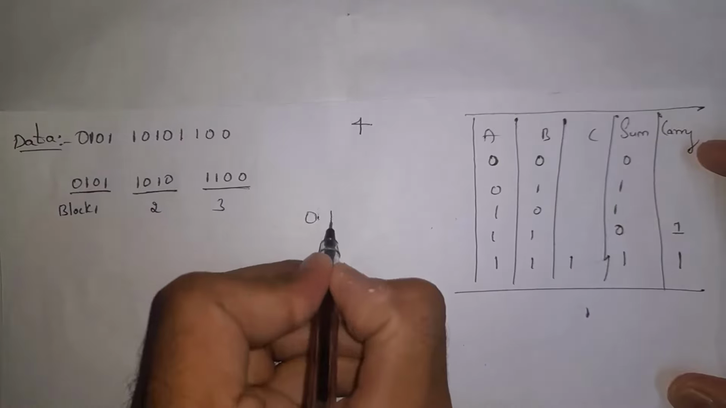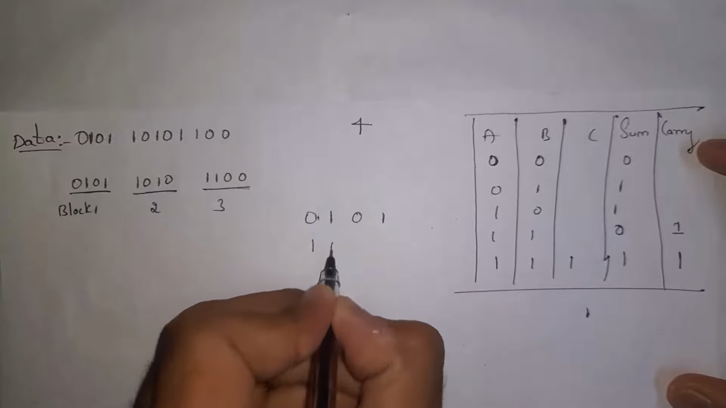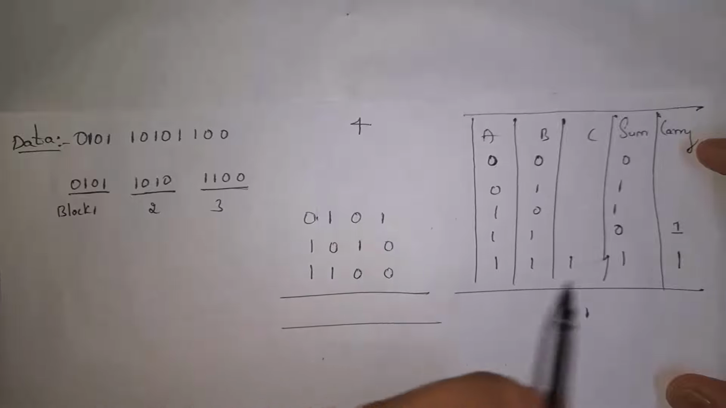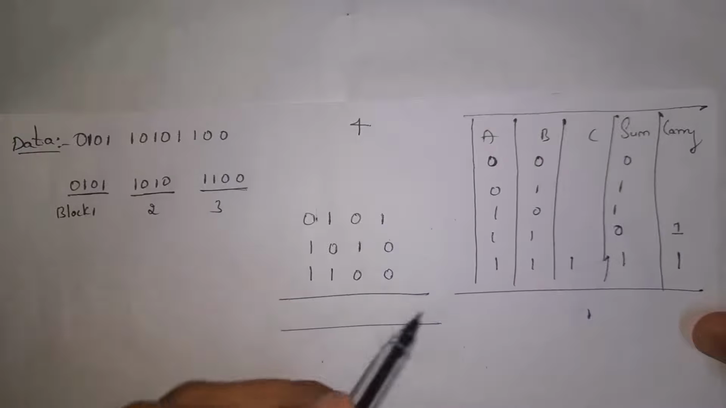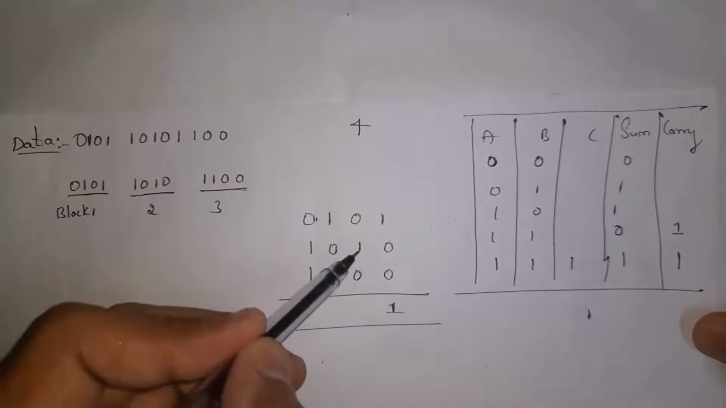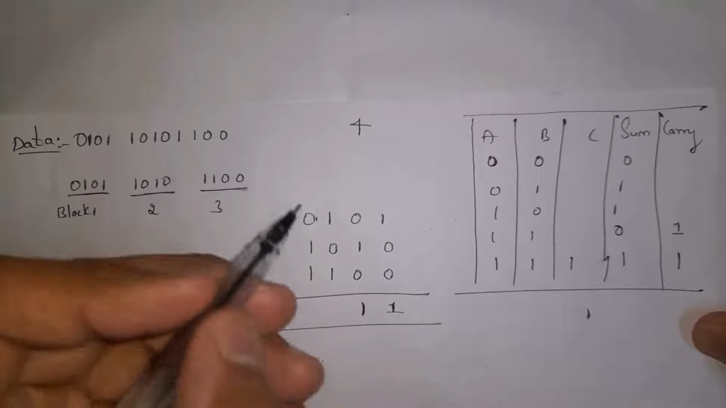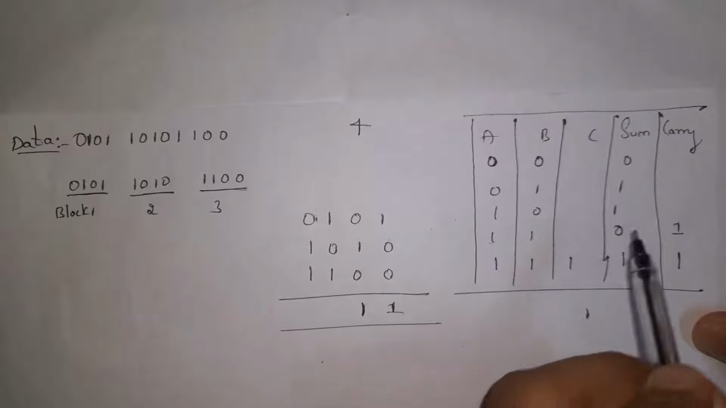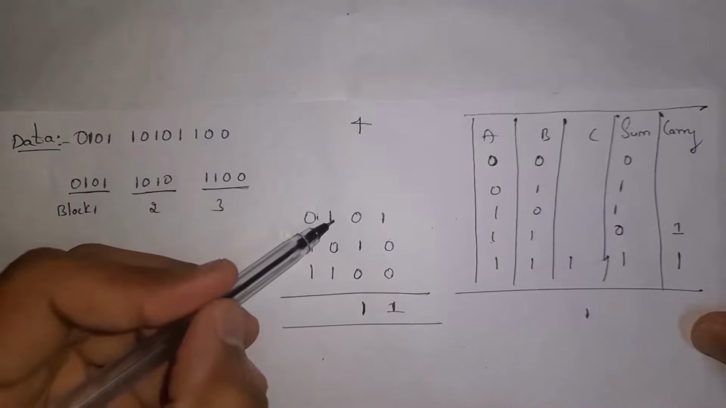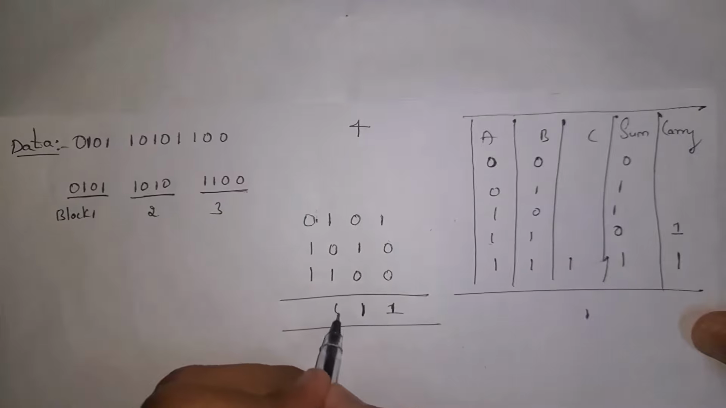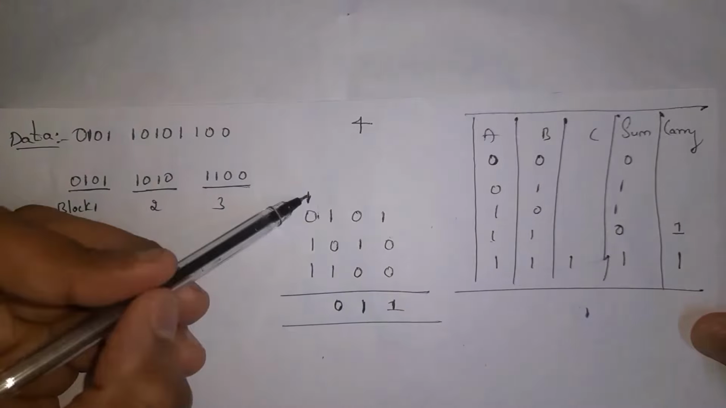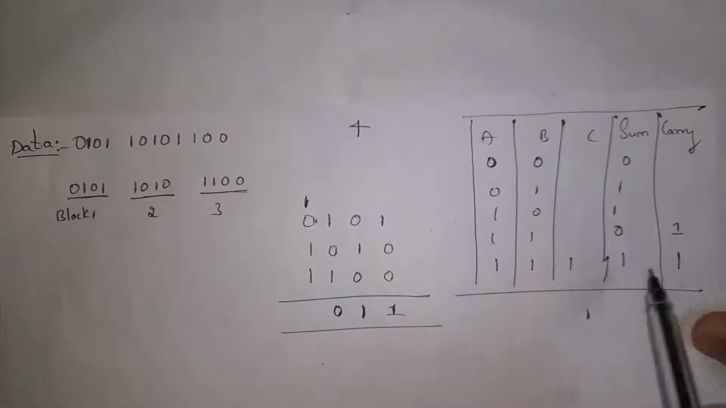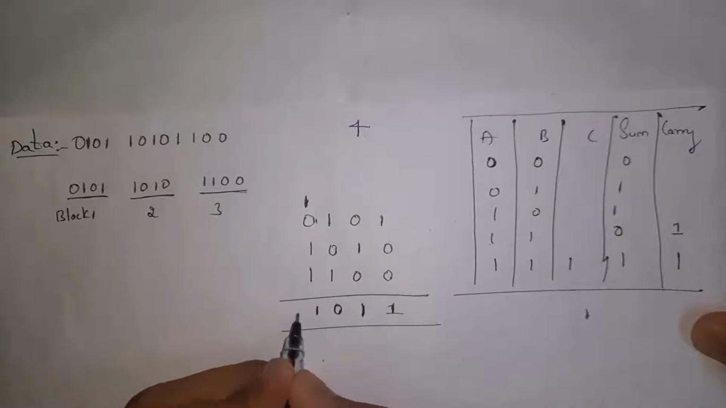The first block contains 0, 1, 0, 1, the second block contains 1, 0, 1, 0 and the third block contains 1, 1, 0, 0. 1 plus 0 plus 0, as there is only a single 1, is 1. And similarly here, as there is only a single 1, 0 plus 1 plus 1 is 1. And similarly here, 1 plus 0 plus 1. If you observe here, there are two 1s. If there are two 1s, then the sum is 0 and the carry is 1. So 1 plus 0 plus 1 is nothing but 0, 1 is carry. And similarly again, 1 plus 0 plus 1 plus 1. In total there are three 1s. If there are three 1s, then the sum is 1 and the carry is 1. So the sum is 1 and the carry is also 1.